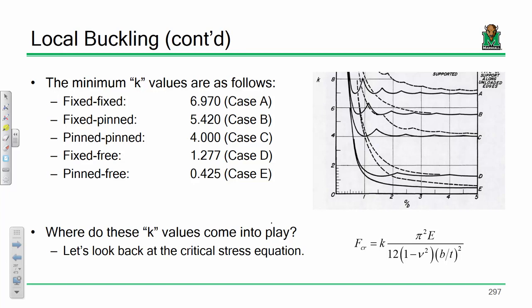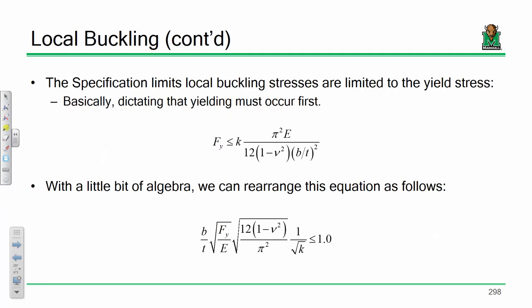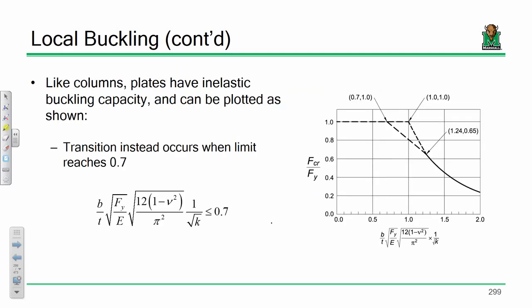So here's what I'm going to do. I'm going to take this equation. First thing I'm going to do is rearrange it to where I'm putting basically everything on one side of the expression. And I'm saying that this whole big ratio has to be less than or equal to 1. Okay? When you plot that, you get an equation that's very similar to that elastic buckling curve that we saw earlier.